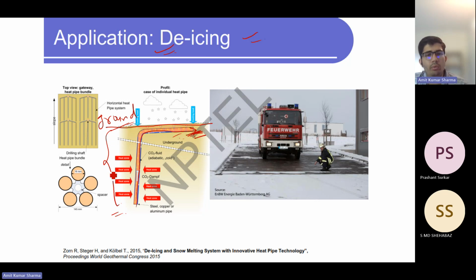So basically, we want to use the bottom heat to supply it on this side so that the ice will be melted and there will be no ice on the surface. You can see the example on this area of road. Underground heat pipes are installed, so you can see there is no ice, but on this side no heat pipe, so there is ice. So which end is the condenser and which end is the evaporator?